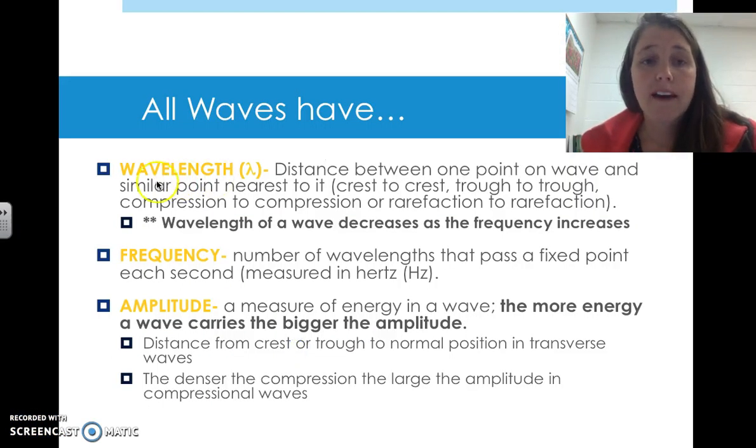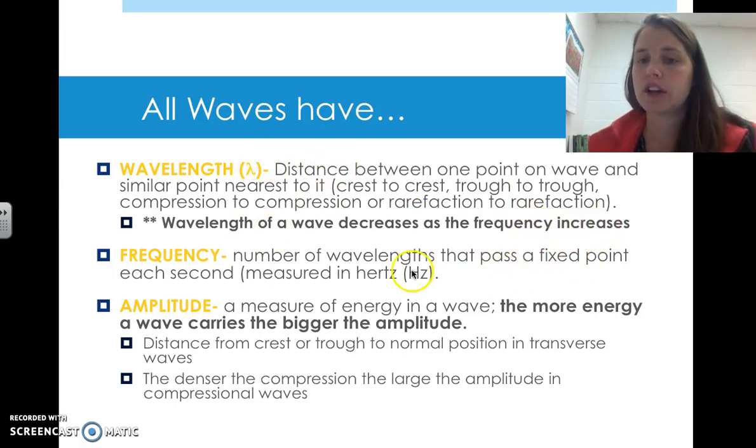So all waves have wavelengths, frequencies, and amplitudes. So a wavelength is the distance between one point of the wave and a similar point nearest to it. So maybe measuring from crest to crest, how far apart are the crests from each other? Or trough to trough, how far apart are the troughs from each other? Or compression to compression, or refraction to refraction. Understand that the wavelength of a wave decreases as the frequency increases.